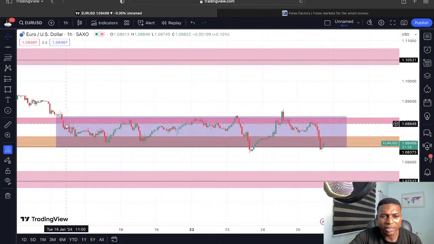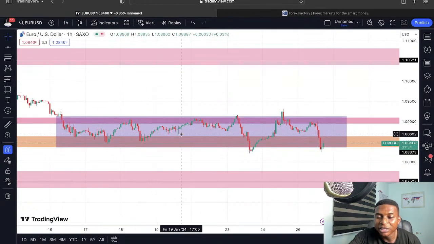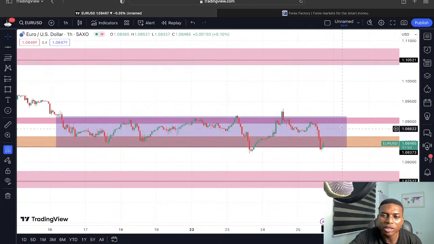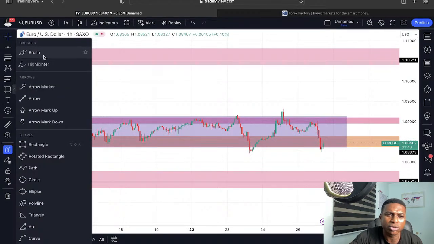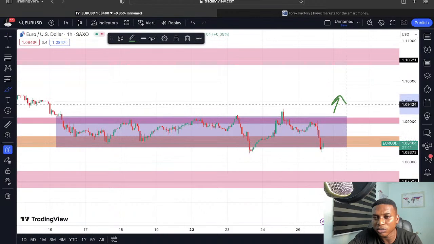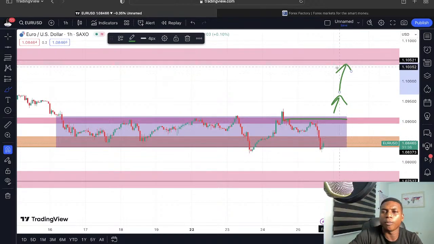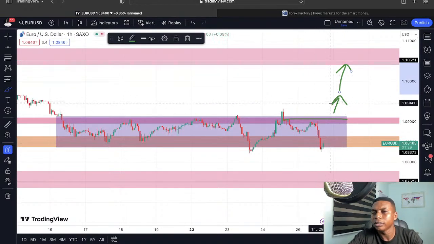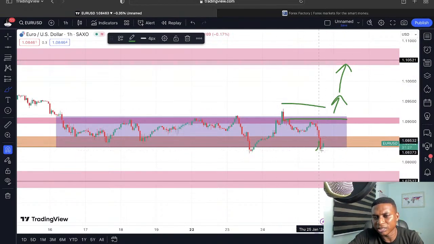So we can see how price is still currently ranging at this level, and what I am anticipating to see from this level is a breakout from here, and a touch up on this next resistance zone. So yeah, I'm buying Euro USD at this level.